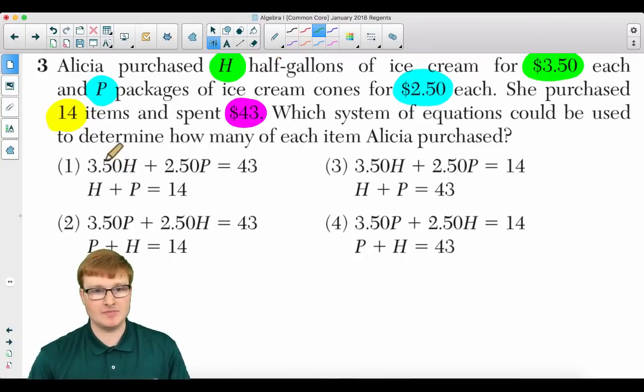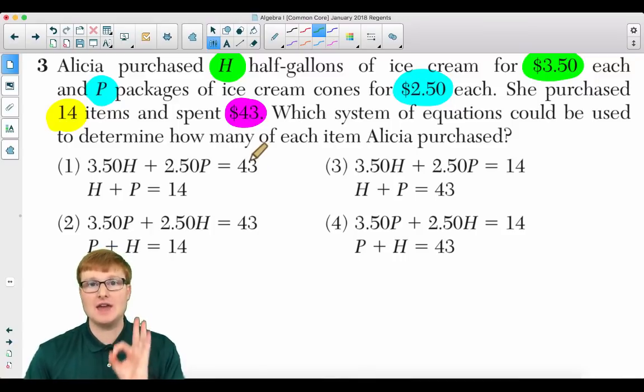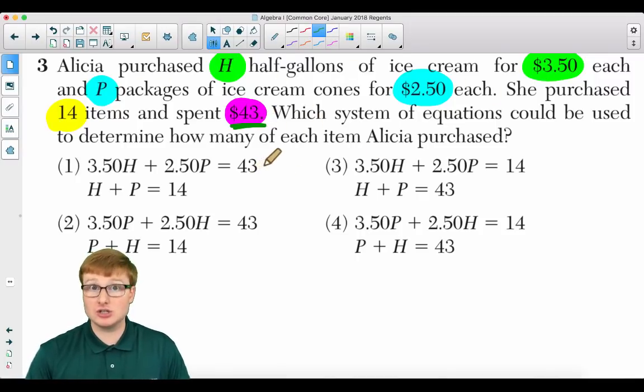Let's take a look at choice 1. So $3.50 times H. Well, let's see. $3.50 is the cost of half gallons. So that is true so far. Then we have $2.50 each times P packages. Okay, that's good so far. And this equals $43. That should make sense to you because that's how much is spent for purchasing these products. So that's good so far. Let's take a look at the second equation. H plus P equals 14. Yeah, that is definitely a true statement. So your answer for this one is going to be choice 1.